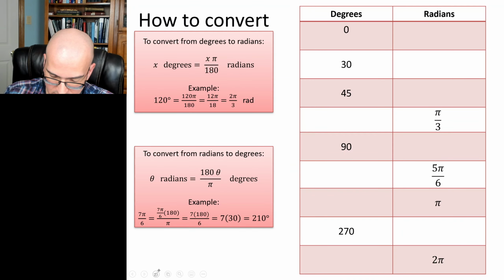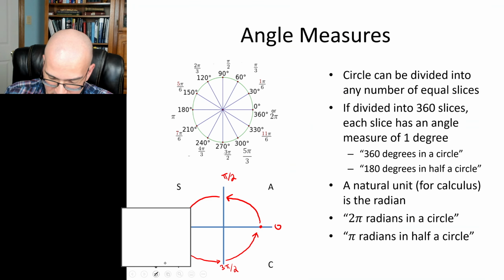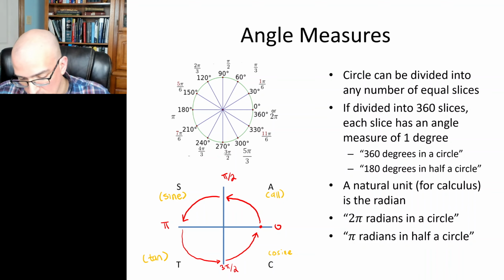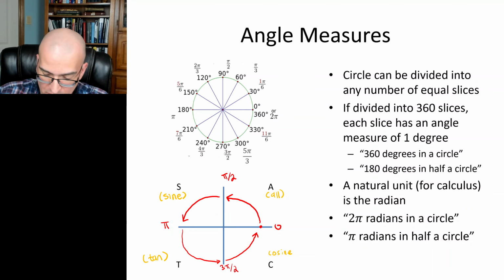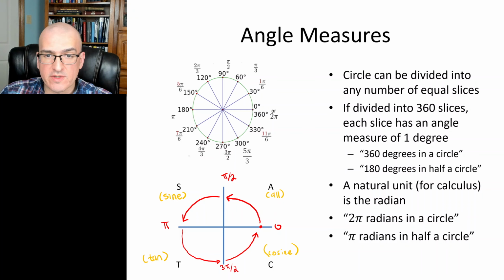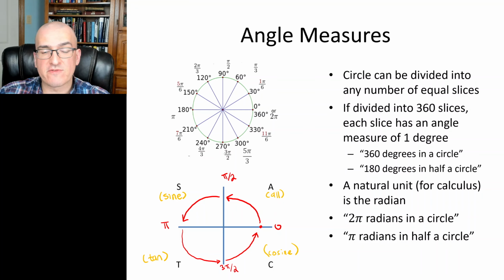Now, it's getting a little bit ahead of myself, but I'm going to add this label in here. A stands for all. S stands for sine. T stands for tan, or tangent. And then C stands for cosine, or cos. And what this labeling refers to is whether or not each of these trigonometric functions is positive or negative in each of those quadrants.